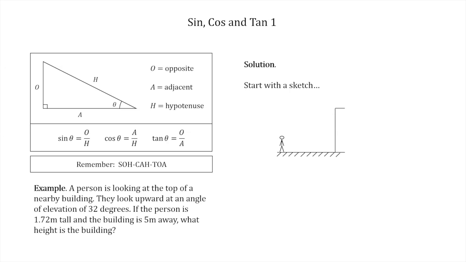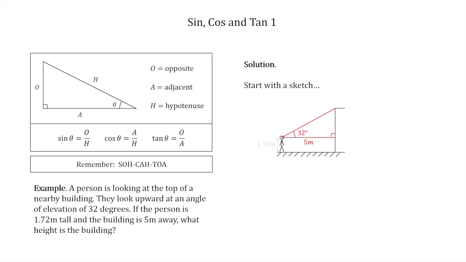So there's my building, and I've got the line from the person's eyes up to the top of the building. And we know that they're standing 5 meters away from the building. So this length here, the length from the person to the building, is 5. We know that this is making a right angle. And we know that this angle is 32 degrees. That's given in the problem. So when we say angle of elevation, we mean the angle at which they're looking up, if you like, relative to the horizontal.